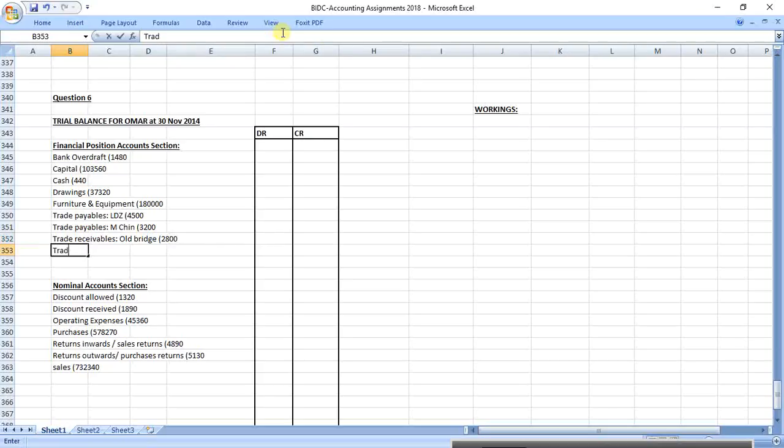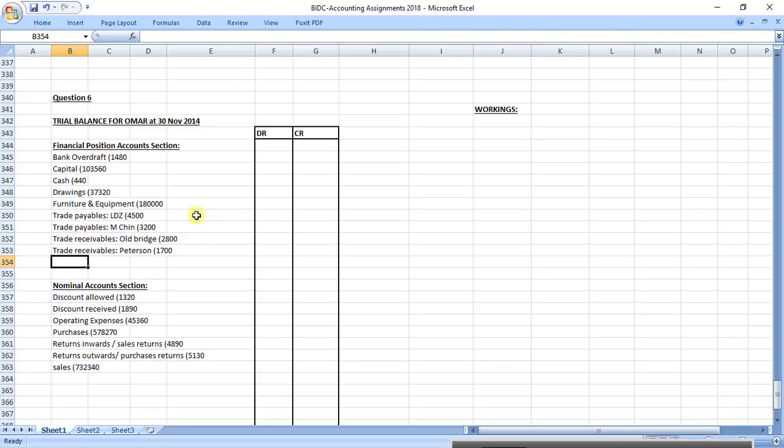Right, and then trade receivables again, but for Peterson. Okay, and the amounts, what was the amount? 1.7. Great. Okay, so those are all the easy marks. Right, knowing what things are, putting them where they need to go.